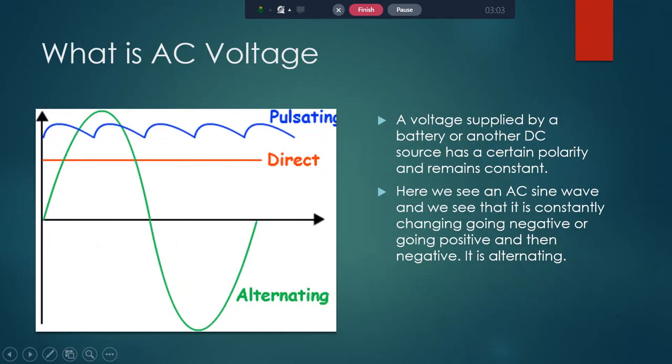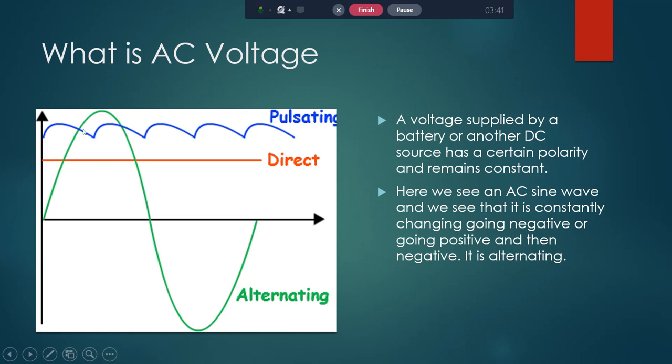Now, what is AC voltage? First of all, a very basic question we have to understand. Here we have three kinds of voltages. The topmost, represented in blue, is the pulsating voltage. You see it has only positive half cycles. Then you see the direct current, which is very straight, which we studied in the DC circuits. And we have the alternating voltage, which is the AC.